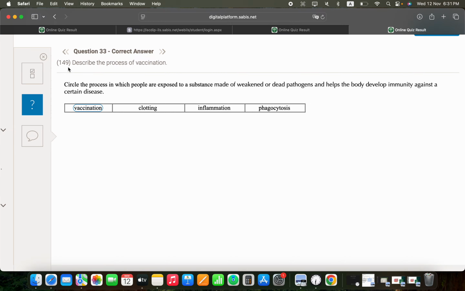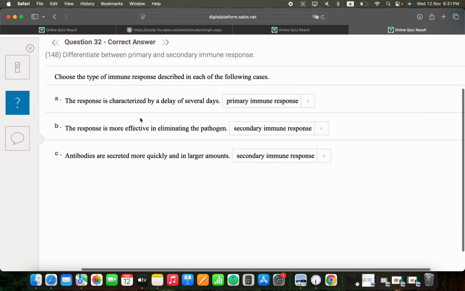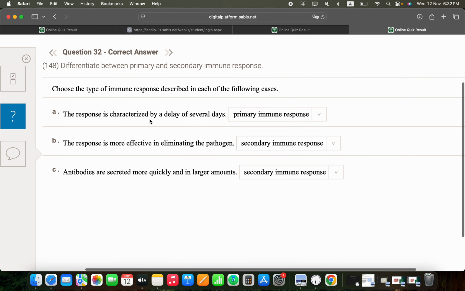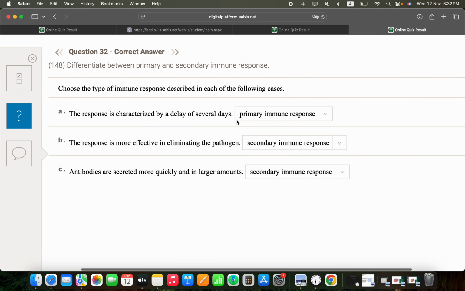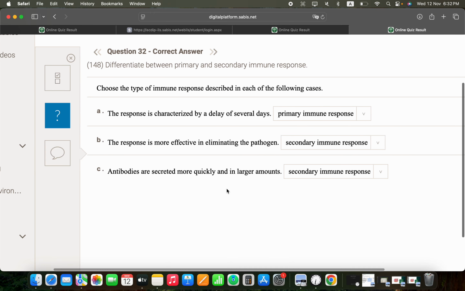Vaccines are just weakened or dead pathogens, and they help build the immunity against the pathogen. So the response is characterized by a delay of several days. It's primary. It's more effective in eliminating the pathogen. This is secondary. Antibodies are secreted more quickly and in larger amounts. This is also secondary.